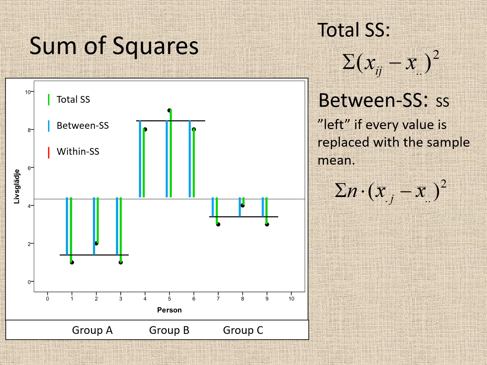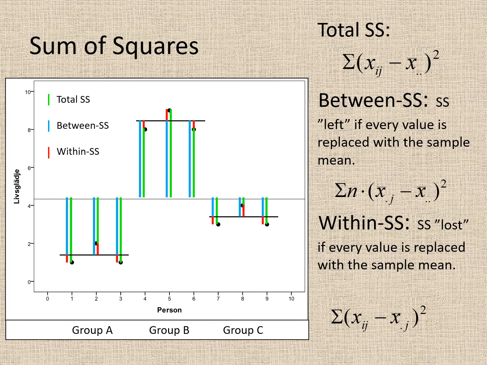Within group sum of squares, how do we calculate that? It's also called residuals or errors. Well, it's the variation that would be lost if we replace every value with the sample mean. So for every value, we take the individual value minus the sample mean, and we square that difference, and we take the sum over all individuals.